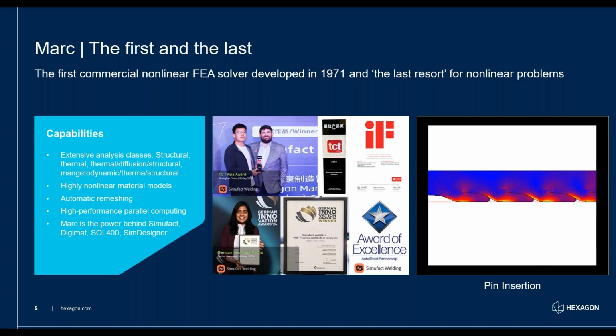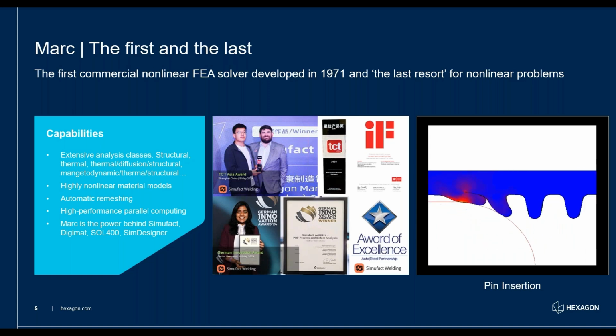Inbuilt, it also has these highly nonlinear material models. It has the ability to curve fit and determine the material model parameters from experiment data for you. It also has the ability to handle automatic remeshing and also allow high performance parallel computing. This solver is a powerful workhorse, and it's used behind a lot of our own solutions. This includes award-winning software SimXpert Welding, Digimat, MSC Nastran Sol 400, and SimDesigner.